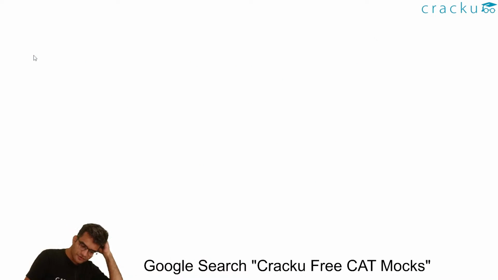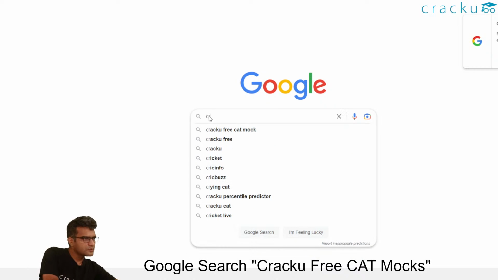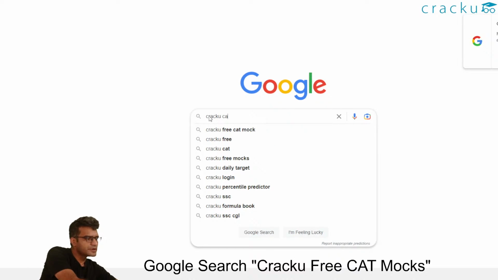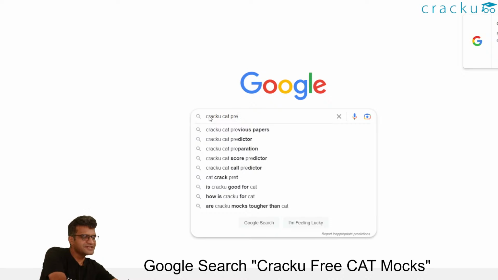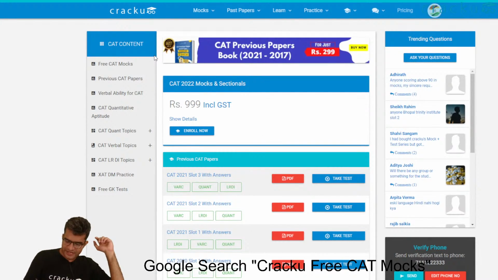Once you go to google.com, just search for Krakow CAT previous papers. Again, as you can see, there are so many people who are searching for it, so because of it, it is actually being suggested by Google. So go to Krakow CAT previous papers, click on it. Here you will get the PDF.